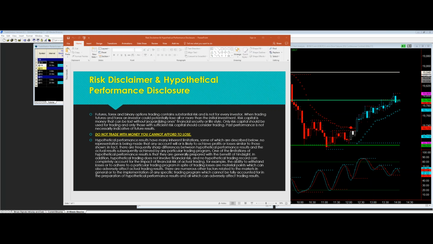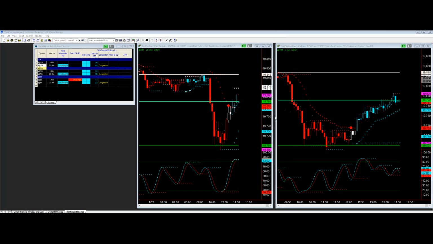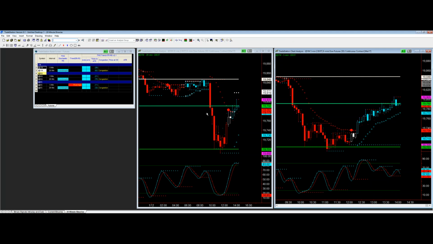Okay, we're going to go ahead and get started. And you can see I have a very simple workspace here, and it's designed for the 20-minute binaries. 20-minute binaries move quicker than the 2-hour binaries, so you have to limit in some respects the amount of information that you're looking at. But then again, you don't want to enter too quickly because you're trading a 20-minute period here.